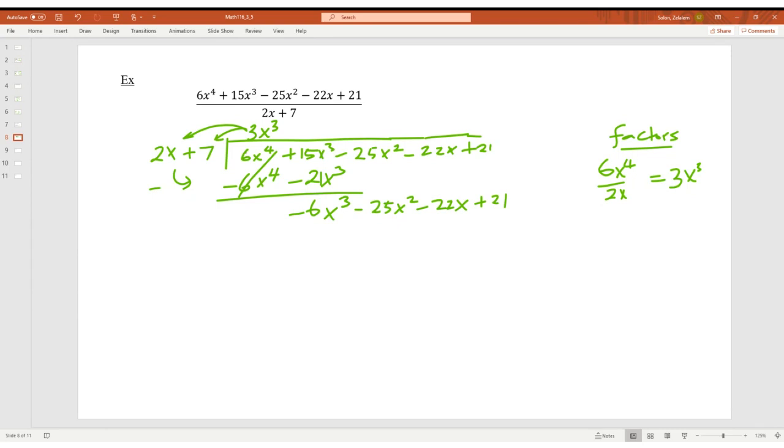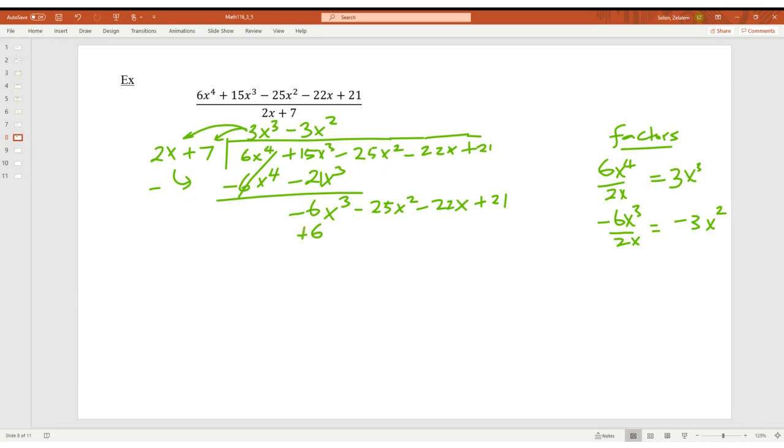Now the next factor will be negative 6x cubed divided by 2x. Okay. So negative 6 divided by 2 is negative 3. x cubed, so you have 3 x's and you're taking away 1, so it'd be x to the power of 2. So the next expression becomes negative 3x squared. Now we back multiply and switch the sign. So negative 3 times 2 is negative 6, and we change it into plus 6.